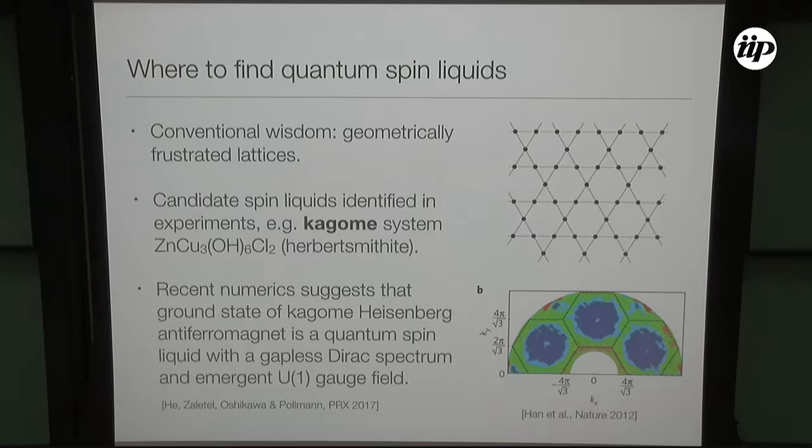And indeed, there is recent experimental evidence, particularly in this compound here, herbertsmithite, which is well described by the antiferromagnetic Heisenberg model on the Kagome lattice, this lattice constructed by corner-shared triangles, that this is a good candidate, perhaps the best one, for a quantum spin liquid.